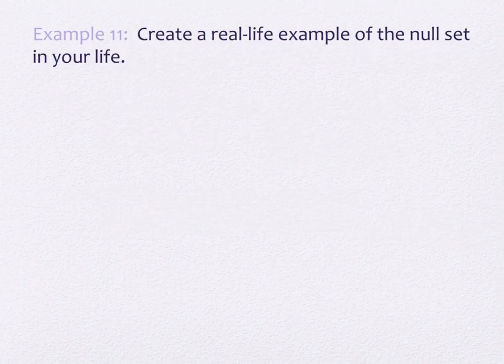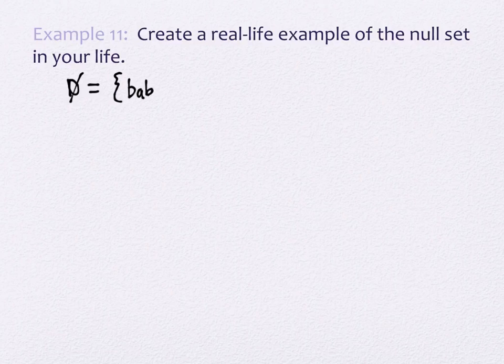I would like you to create a real life example of a null set in your life. And I'm going to write in the one that I talked about last time. The null set in my life would be the babies living in my home. That's a null set in my life. Notice I didn't say number of babies, right? The object, the elements, the things are the babies, right? The null set means that there's 0 of them. So the babies living in my home.